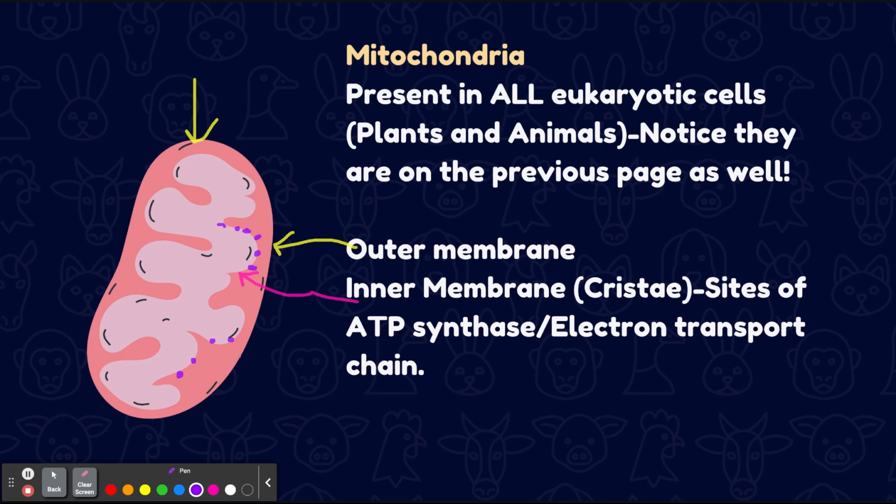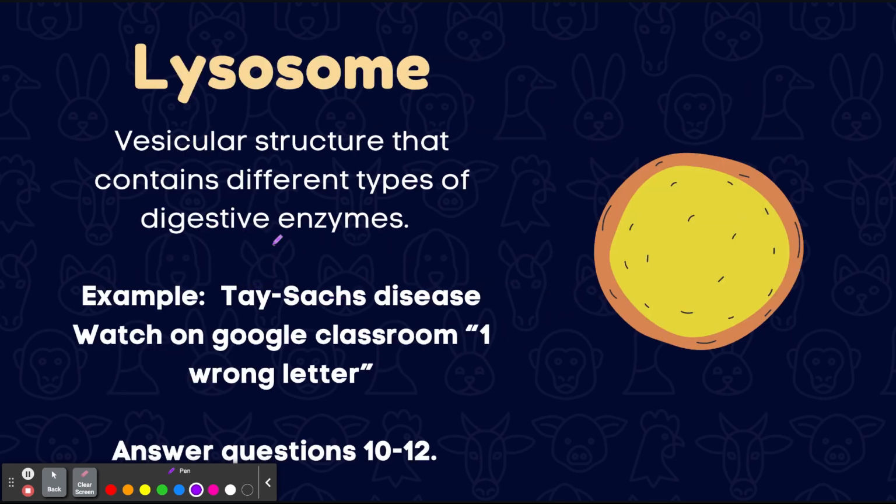Powerhouse of the cell means making lots of ATP using oxygen as a final electron acceptor in something called an electron transport chain. That's a lot right now, but we're going to keep coming back to it. We're going to do a whole chapter on energy, photosynthesis and cellular respiration. All right, so I think that's good for the mitochondria.